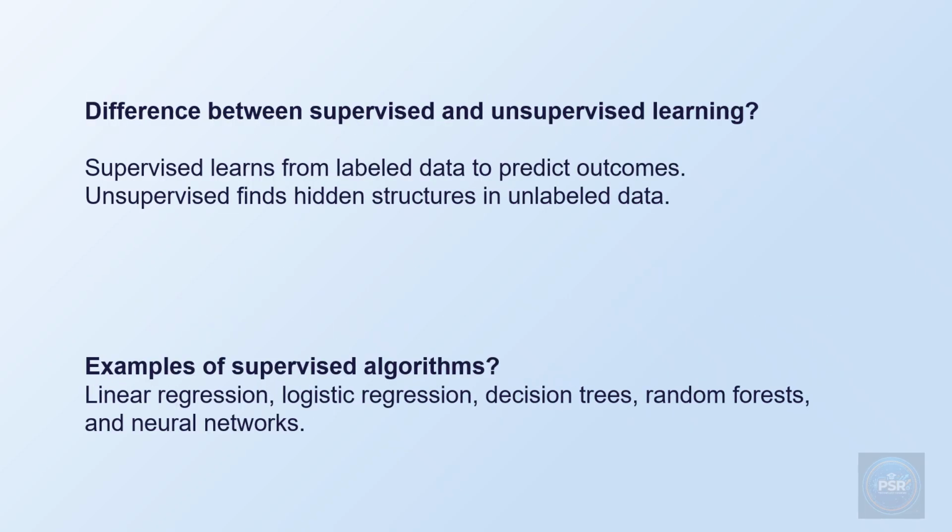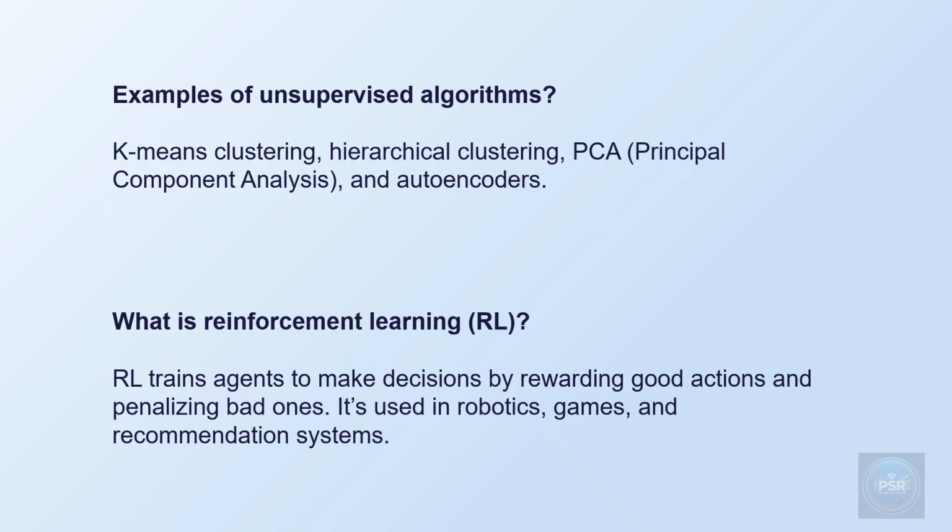Difference between supervised and unsupervised learning? Supervised learns from labeled data to predict outcomes. Unsupervised finds hidden structures in unlabeled data. Examples of supervised algorithms: linear regression, logistic regression, decision trees, random forests, and neural networks. Examples of unsupervised algorithms: k-means clustering, hierarchical clustering, PCA, principal component analysis, and autoencoders.